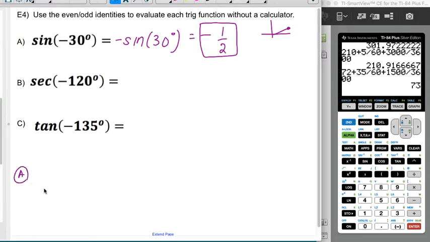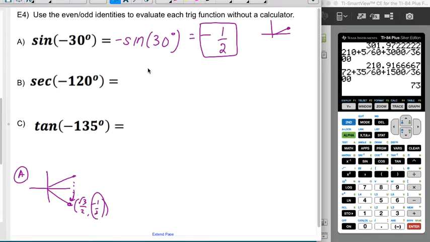The other way to do A is to visually consider what a negative 30 degrees looks like. This is a positive 30 degrees, so negative 30 degrees is right here at the point root 3 over 2 comma negative 1/2. So you could have just figured out that the sine of negative 30 would be this negative 1/2, and that's also totally fine.